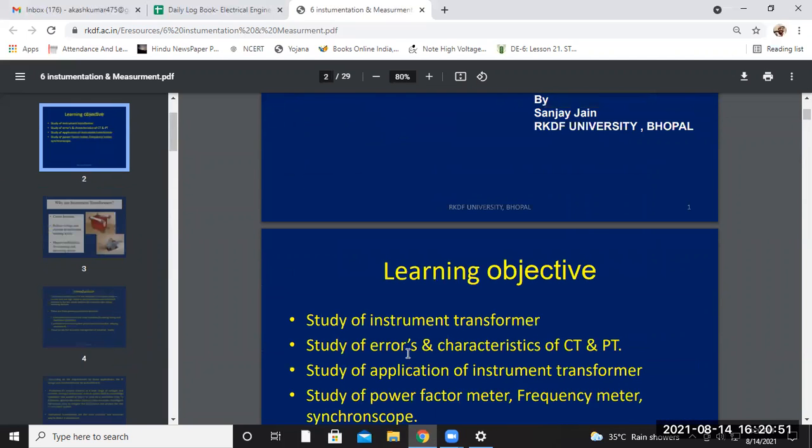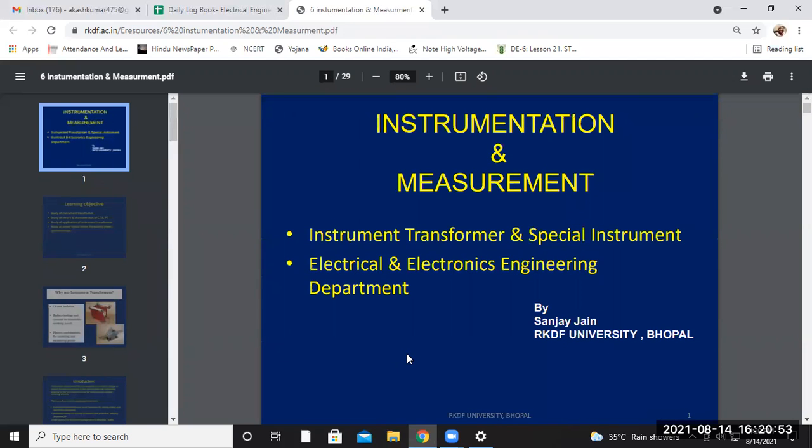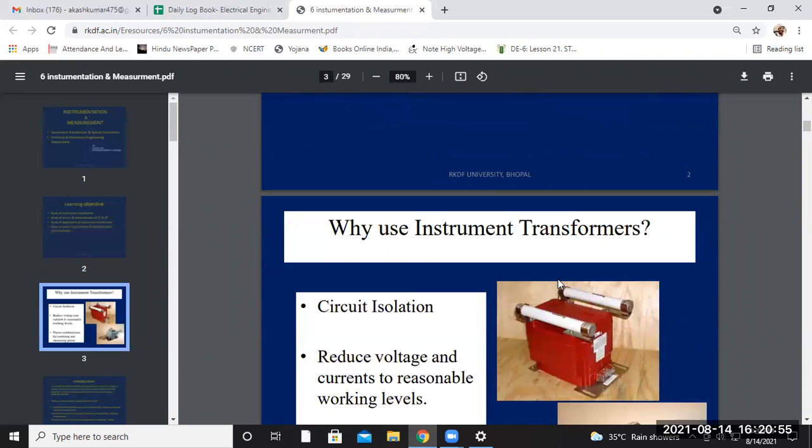We are left with only three experiments to be conducted in the next session, the next class. So this is all about today's class.